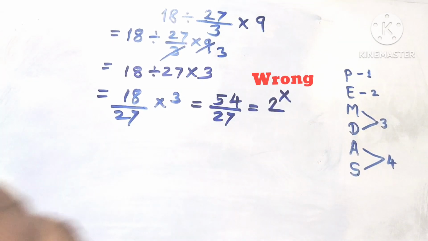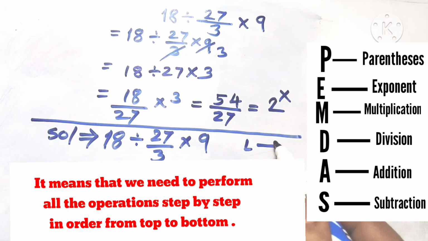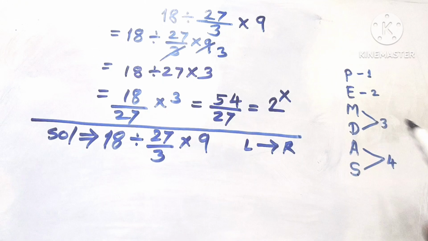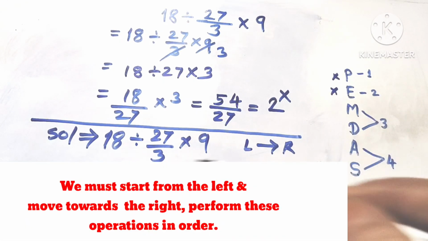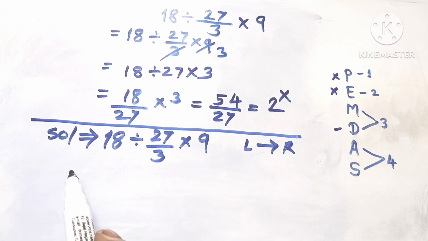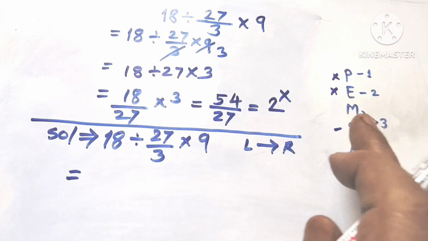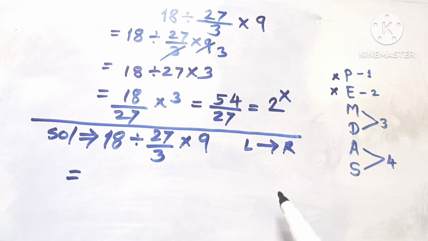It means that we need to perform all the operations step by step in order from top to bottom. We must start from the left and move towards the right. Perform these operations in order.